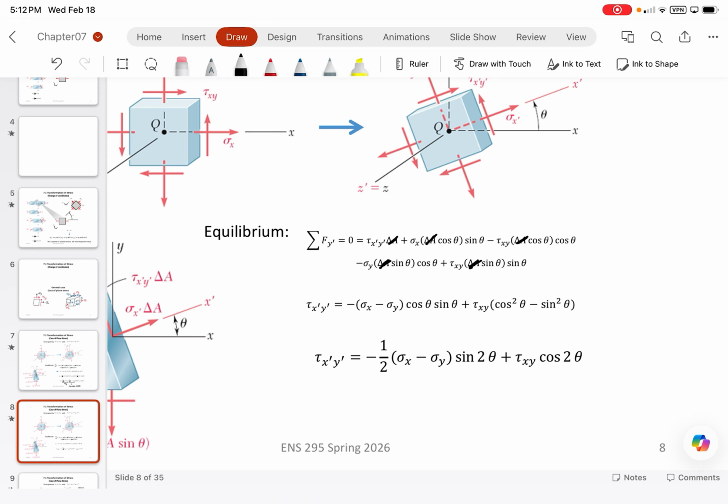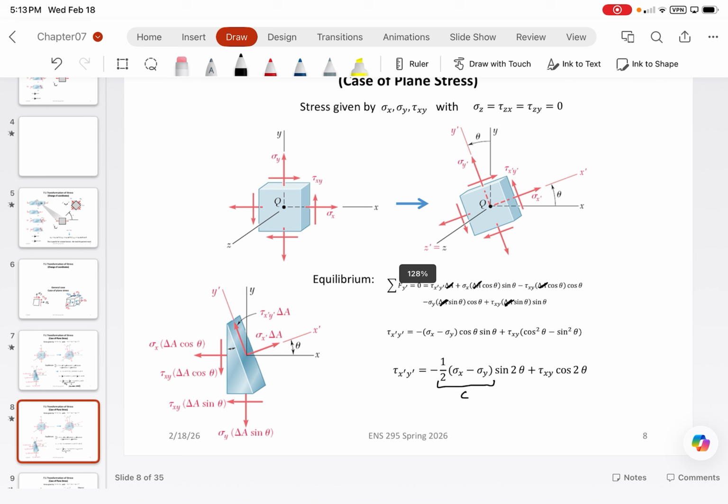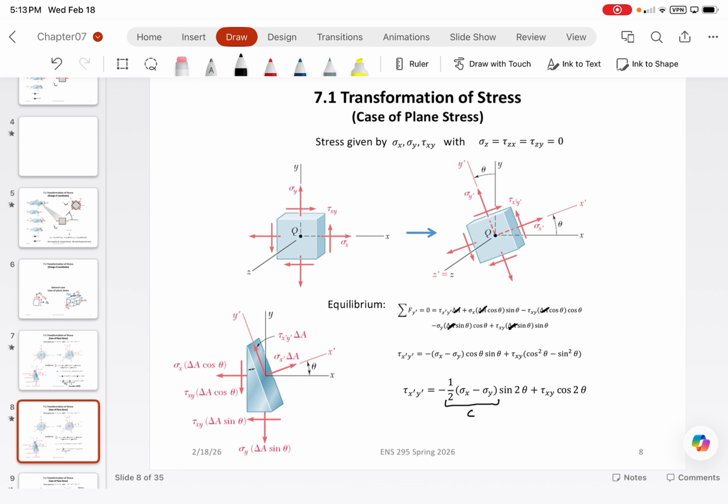And what we get is tau x prime y prime is equal to negative 1/2 (sigma x minus sigma y), which again, that 1/2 (sigma x minus sigma y) we denoted as c, which was the deviatoric stress, plus tau xy cosine of 2 theta. I'll give you guys a minute to write this expression as well, but it's all just the same thing, basically just doing force equilibrium, analyzing the stress equations, and then just manipulating the equations to get these nice fancy terms. Of course, cosine theta sine theta is just equal to 1/2. Make sense?